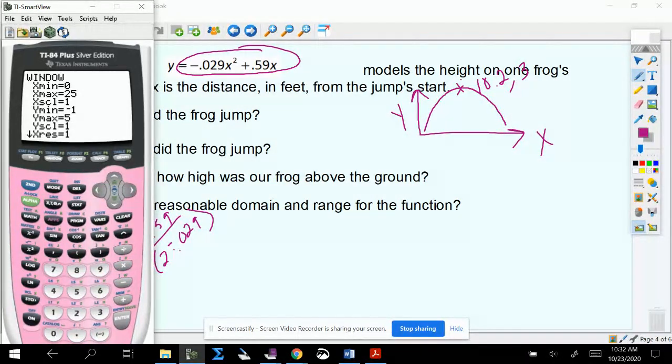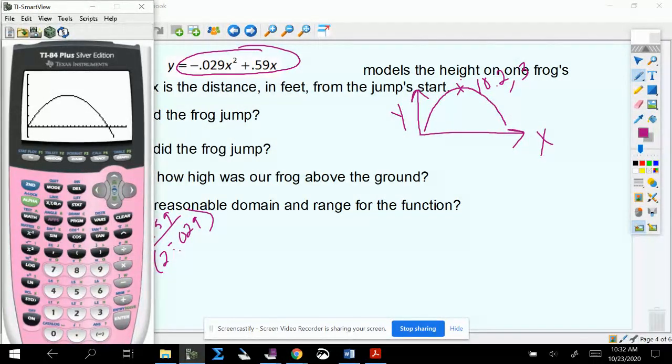Once you adjust your window, if you like how you adjusted it, if you hit the graph button, it will show you that new window. If you don't like what you did, you can go back to window. You can hit window again and say, no, I don't like how I changed it. I can't see enough of the path, and you can continue to tweak it. So here's the path of my frog. My frog jumps up, it hits my vertex, and then it comes back and hits the ground.